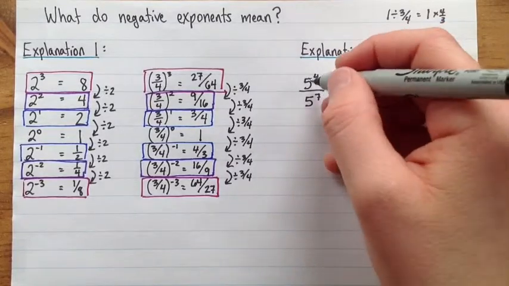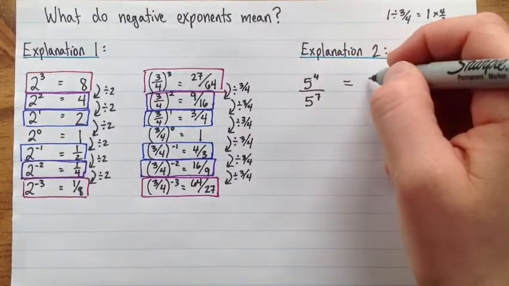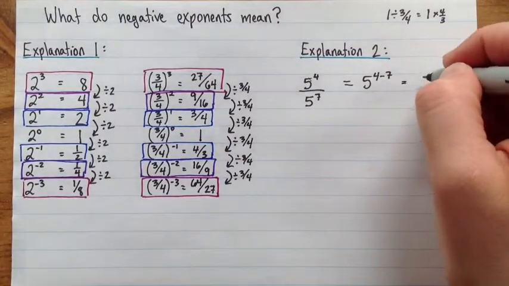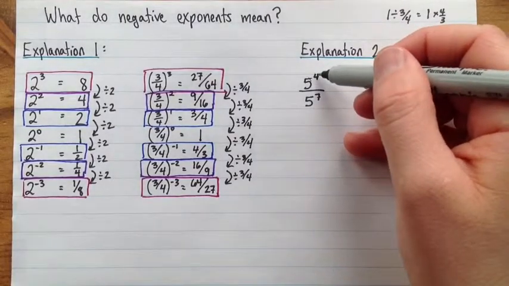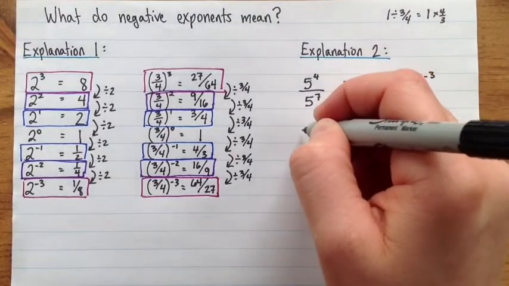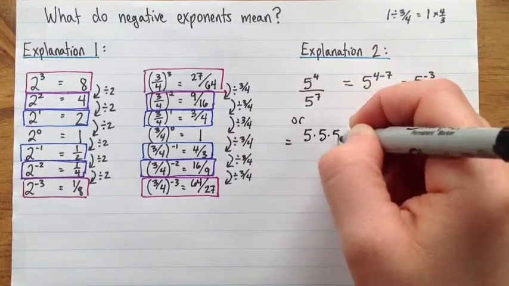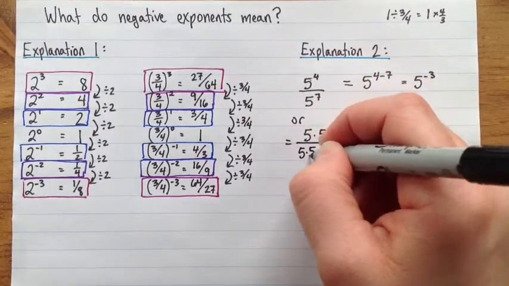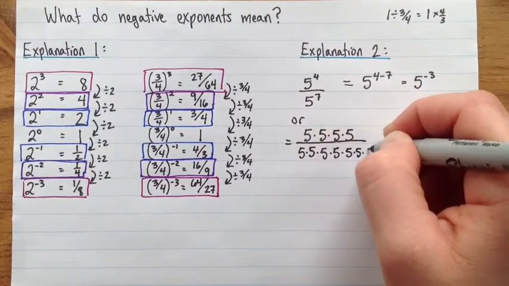Now here's why I did that. Because of our exponent laws, we have a quotient of powers. We're dividing two powers, and they have the same base, so we can subtract the exponents. So that's equal to 5 to the exponent negative 3. So that's why I chose the exponent in the numerator to be smaller, just so we come up with a negative number here. But let's look at another way of writing this. I'm going to just write out what this is. 5 times 5 times 5 times 5. It's 5 to the exponent 4. And then on the bottom, I'm multiplying 7 5s. 1, 2, 3, 4, 5, 6, 7.